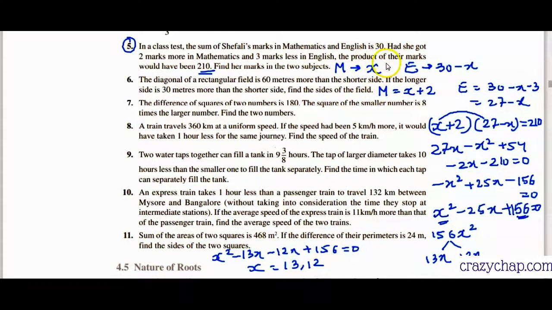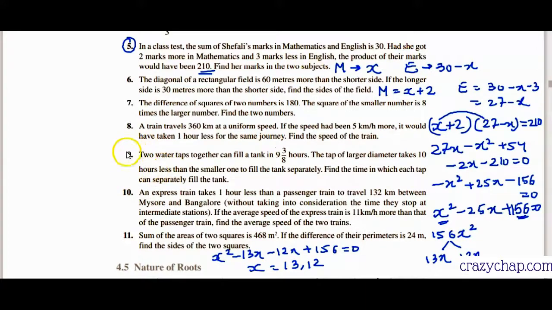If maths marks is 13, English marks is 30 minus 13, which is 17, and if maths marks is 12, English marks is 30 minus 12, which is 18. So we have two answers. Two sets of marks are possible for maths and for English. There are two possibilities basically. Let's try one last question, question number 9.